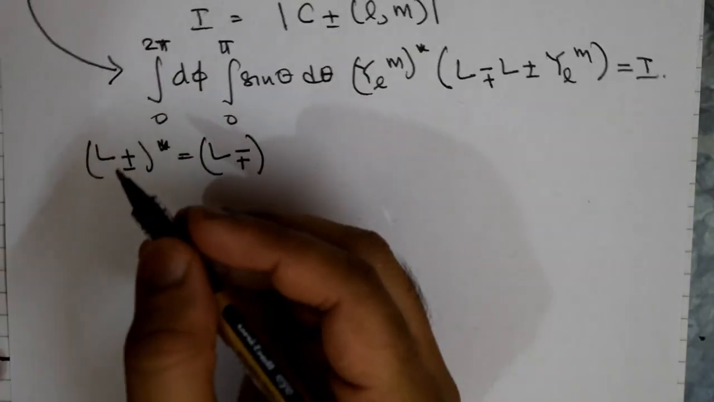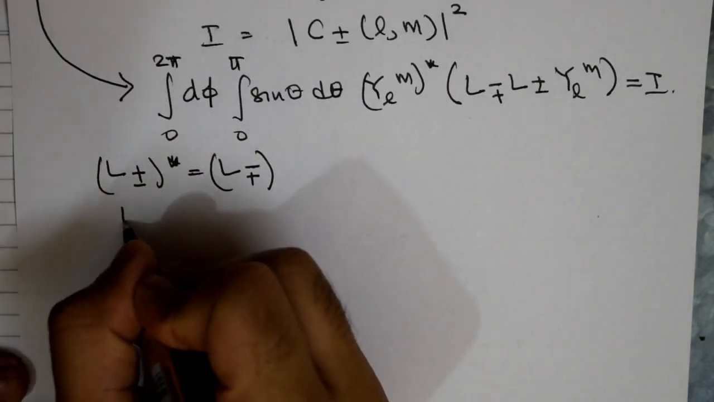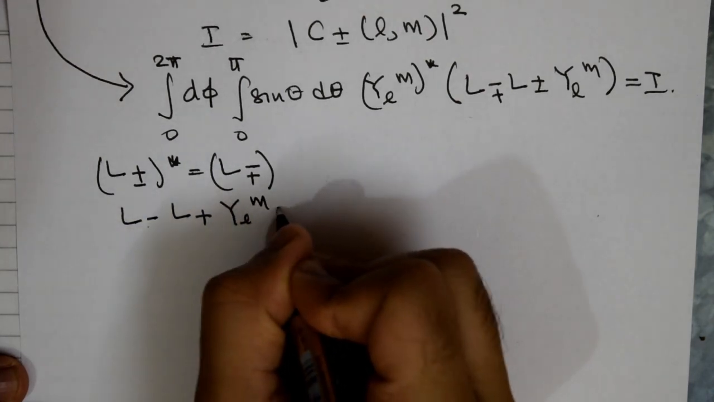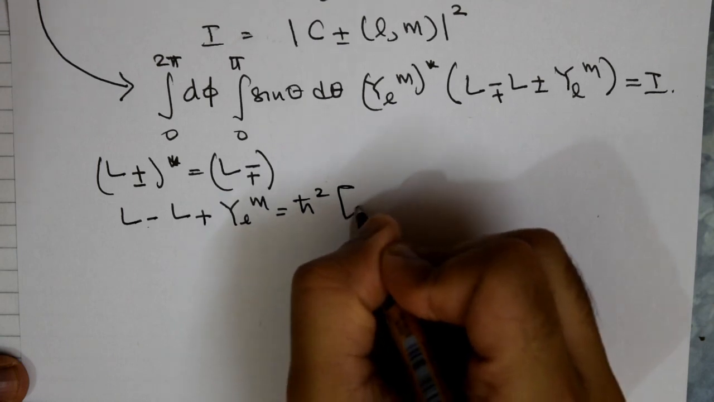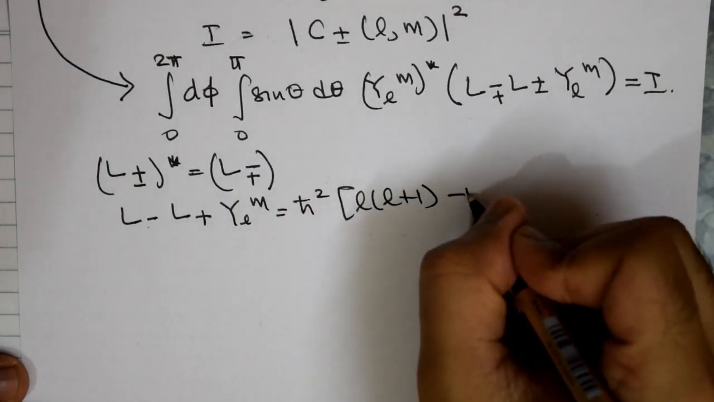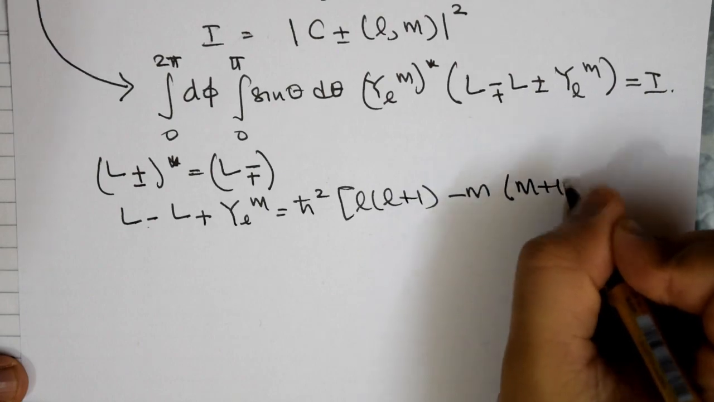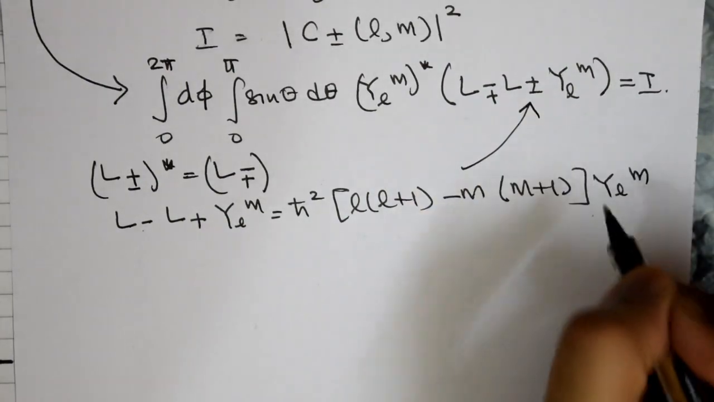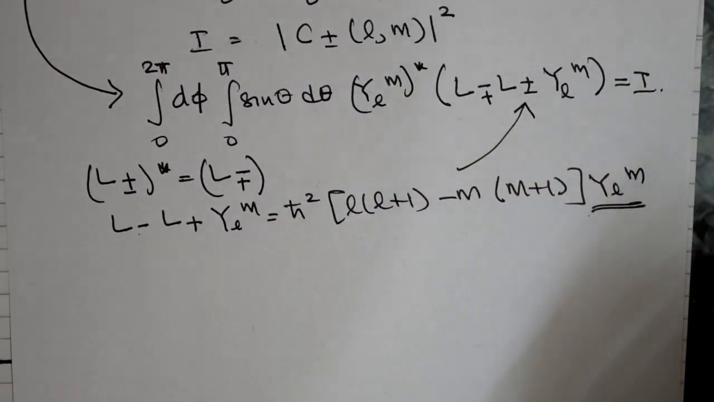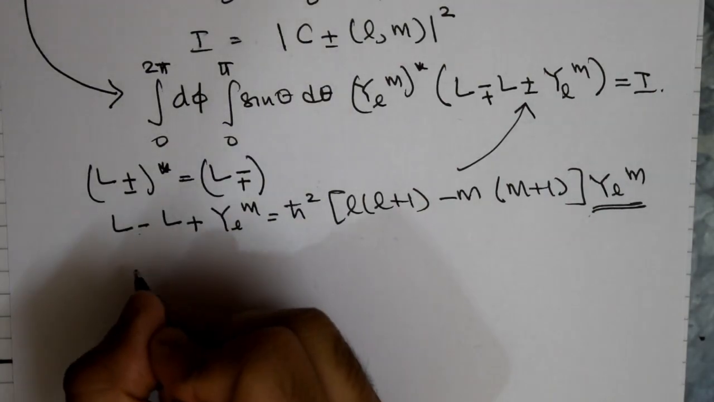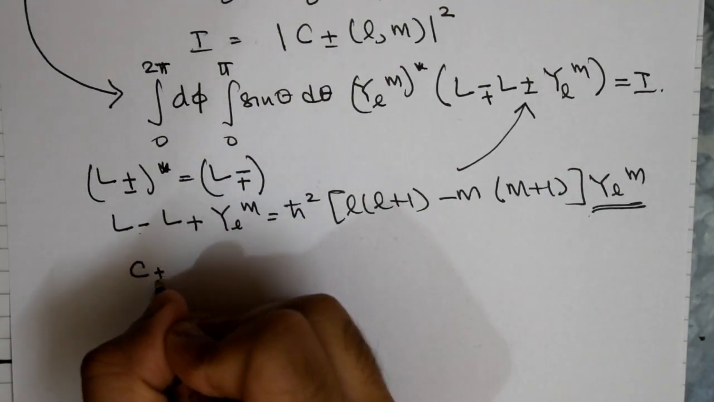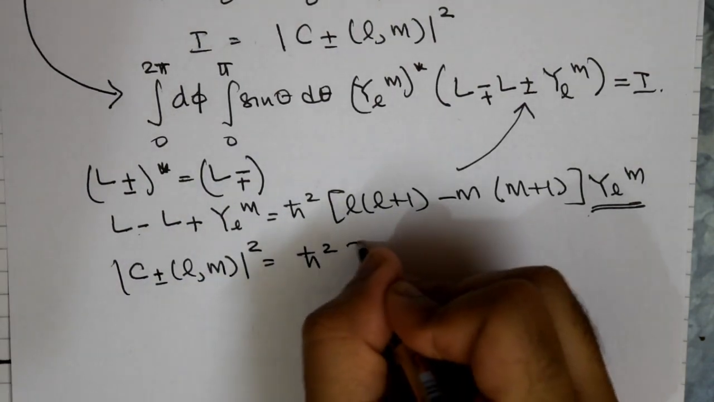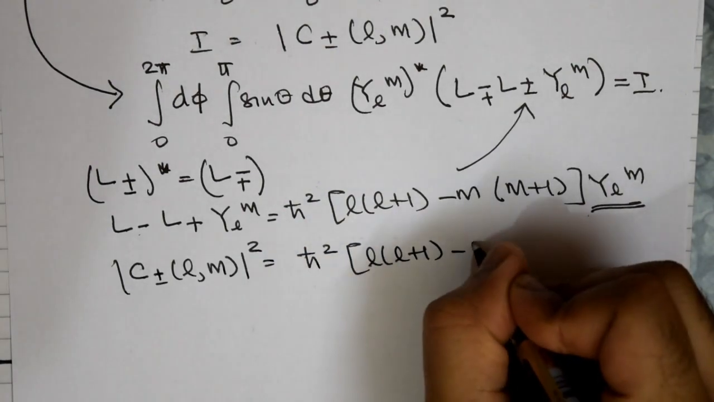What did we find? We found L. I'll just write whatever is pertinent in this derivation: it will be equal to h cross square L into L plus 1 minus M into M plus 1 times YLM. So if you realize, this can be plugged in where you get YLM back, which will integrate. Since these are orthonormal functions, you'll get back 1. Therefore your integrand, which we saw as the mod square of C plus minus L comma M, will be equal to h cross square L into L plus 1 minus M into M plus 1.